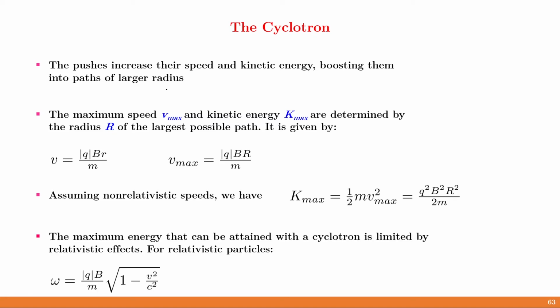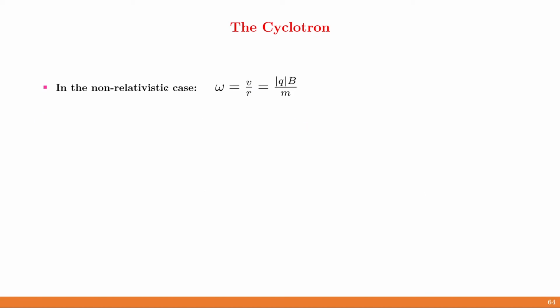The maximum energy that can be attained with a cyclotron is limited by relativistic effects. For relativistic particles, the angular frequency is equal to modulus qB over m times the square root of 1 minus v squared over c squared. In the non-relativistic case, we have seen that the angular velocity is equal to v by r, so this is equal to modulus q times B over m.